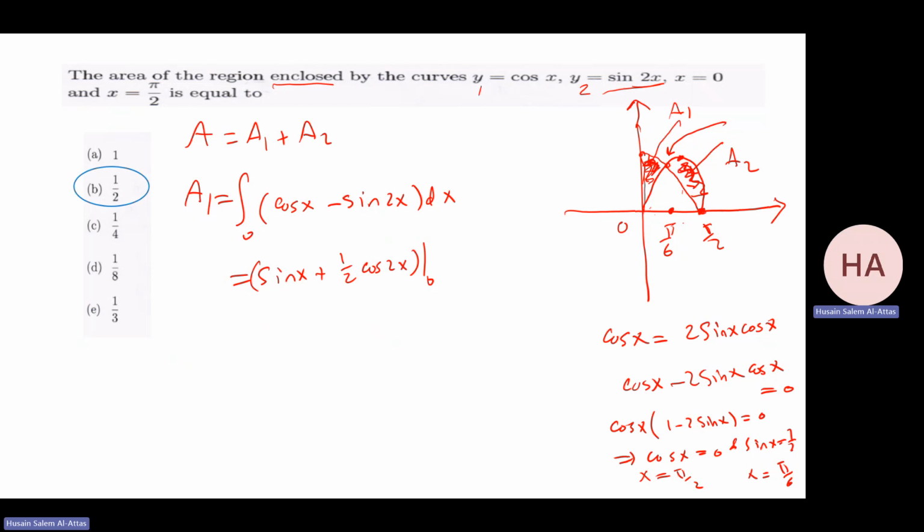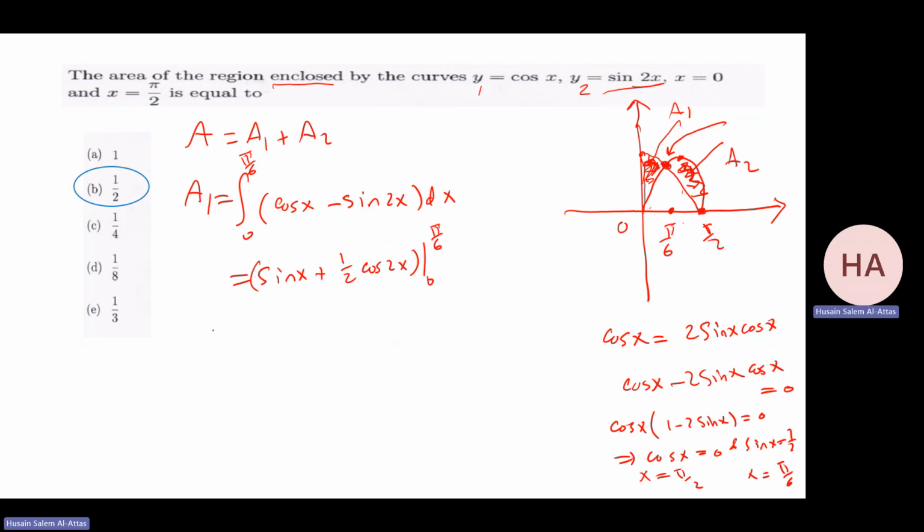Okay. So this is pi over 6, from 0 to pi over 6. Sine 2x will reach 1 at pi over 4, but the point of intersection, which is what I'm looking for, is pi over 6. Now, I do the calculation. That will give me what?